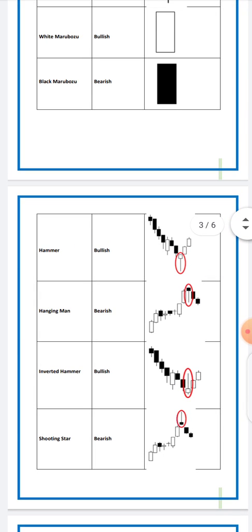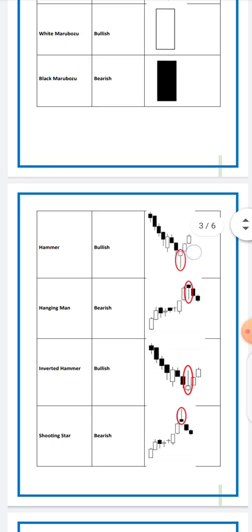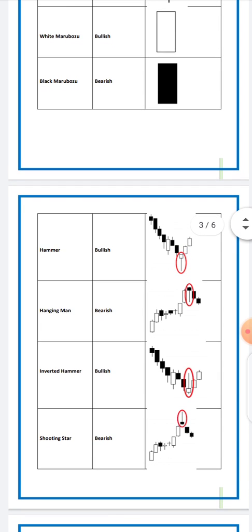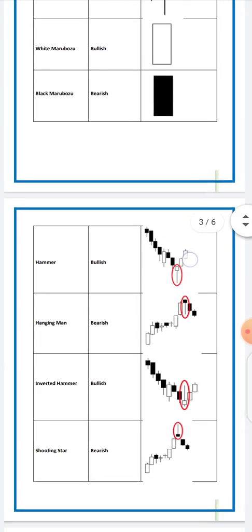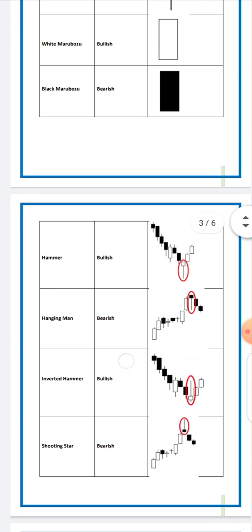You can see the way they are. They have a small body at the top, and they have a lower wick twice the size of their body. So for a hammer to hold, the wick must be at least twice the length of the body. Can you see this, please? I'm moving on this red circle. You can see it's like a pin with a small body at the end of the downtrend. So it means that the market is going to reverse up, and can you see that it is already going bullish, going upward, a reversal.